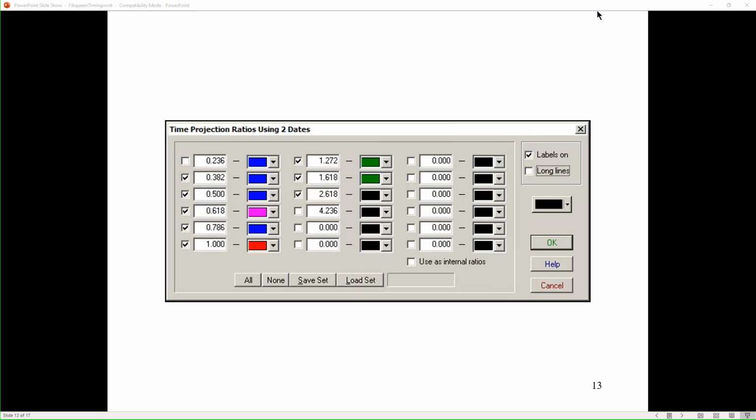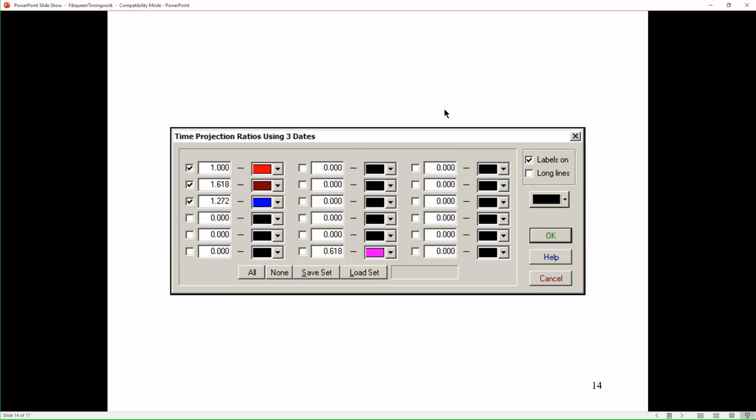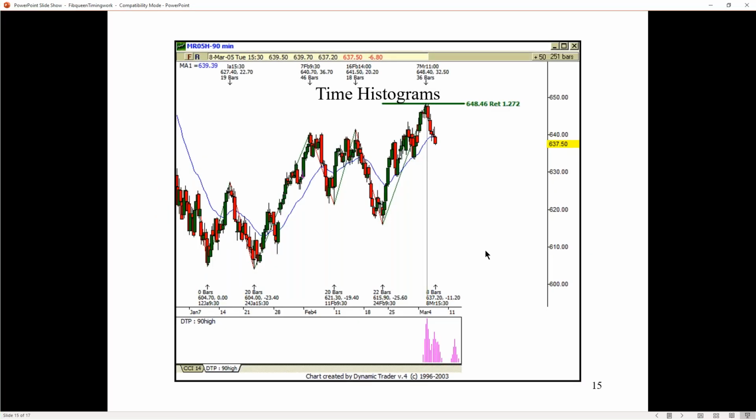Okay, so for me, on the program that I use, here are the ratios that I use for 2 dates. Pretty much everything I use for price: 50%, 618, 786, 100%, 1272, 1618, 2618. Then we have the tool from 3 dates, and in this case I only use 100%, 1618, and 1272. Probably should have flipped those around, but it doesn't matter because they're both going to show up. So those are the ratios.